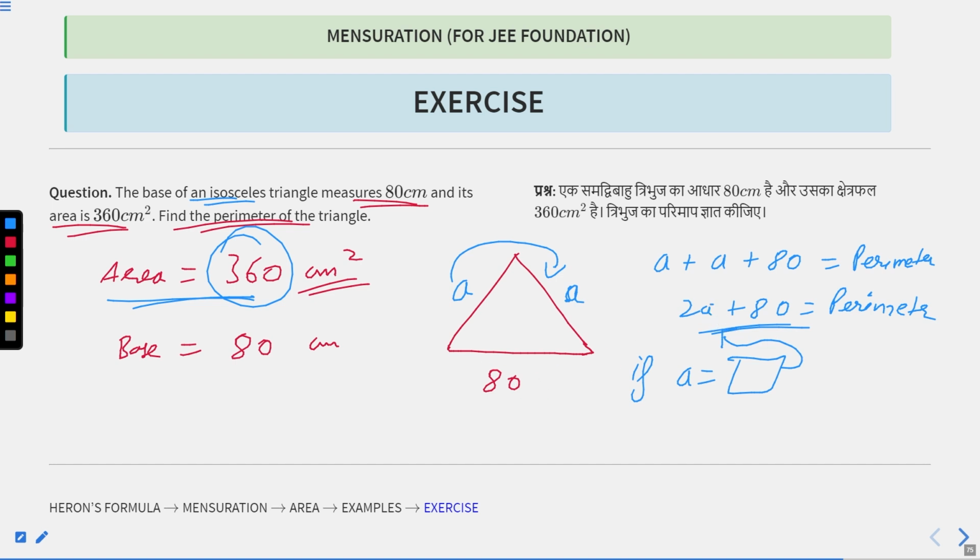So by applying it here, we will get our perimeter. The perimeter is equal to 2 times 40 plus 80, which is 80 plus 80, equal to 160 centimeters. Okay, I hope you understood all the concepts and steps here. So the final answer would be 160 centimeters.